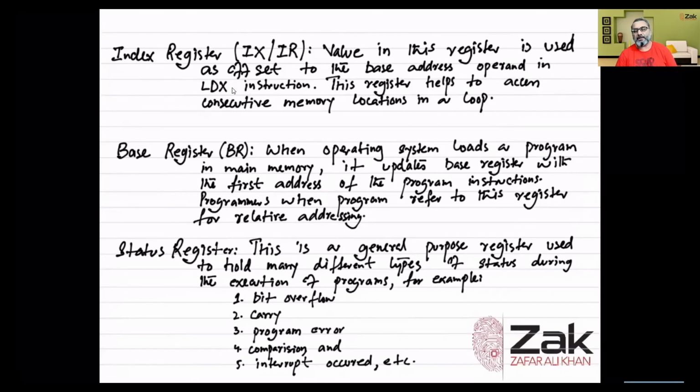Index register, mostly written as IX, and sometimes you might see it as IR, but in your syllabus it is IX. A value in this register is used as offset. Now, what is offset? Offset is actually displacement. Let's say the address is 5 and the displacement is 6, so 5 plus 6, 11. So this index register makes the address go ahead from the base address.